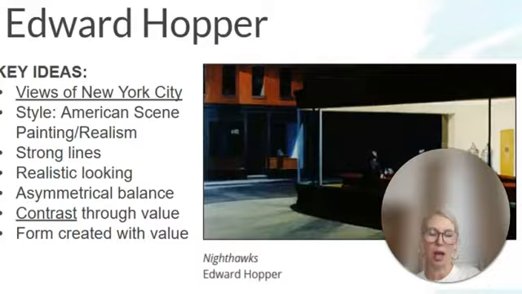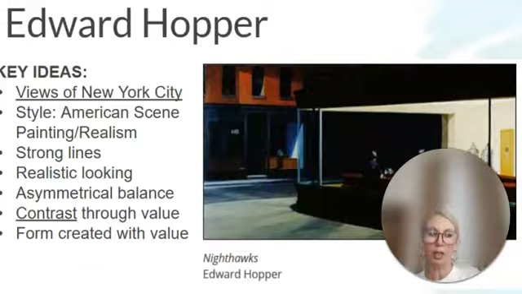So let's begin with Edward Hopper. Hopper painted views of New York City and is associated with American scene painting and realism. Realistic looking artwork tries to make people, places, and objects look recognizable and believable.